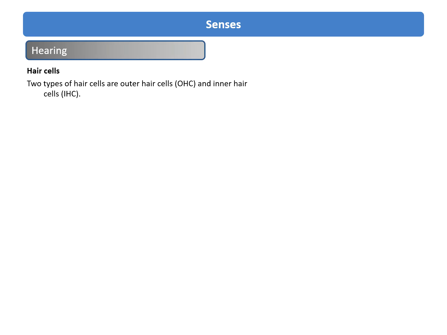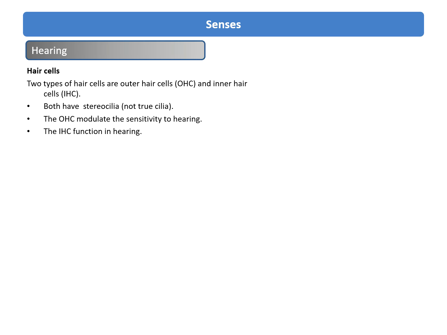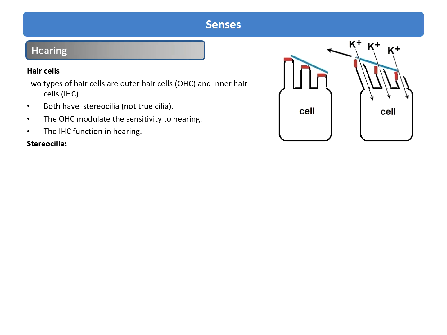Two types of hair cells are the outer hair cells, OHC, and the inner hair cells, IHC. Both have modified cilia called stereocilia. These are not true cilia, but extensions of the cells. The outer hair cells modulate the sensitivity to hearing. The inner hair cells function in hearing.